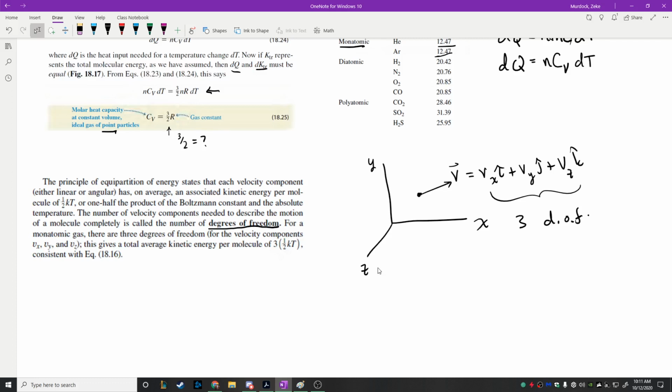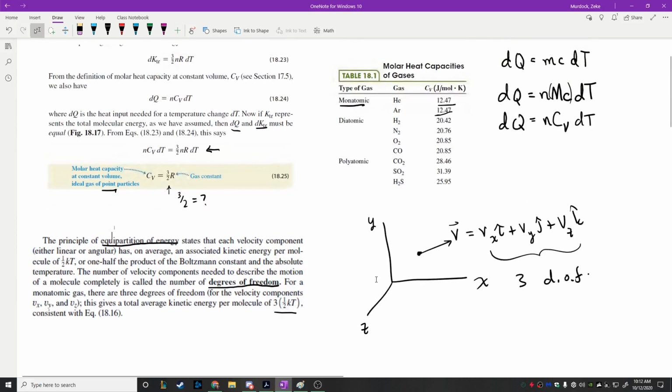So for a monatomic gas, there are 3 degrees of freedom, and it gives a total average kinetic energy per molecule of 3/2 kT, which is consistent with the equation that we derived last time, that the kinetic energy was equal to 3/2 kT per molecule. So this is called the principle of equipartition of energy. You can go read more about this if you want to, and you'll see there's a lot of information on the internet about how this is a very useful way of thinking about gases as well as stars and things like this. Anyone have any questions?